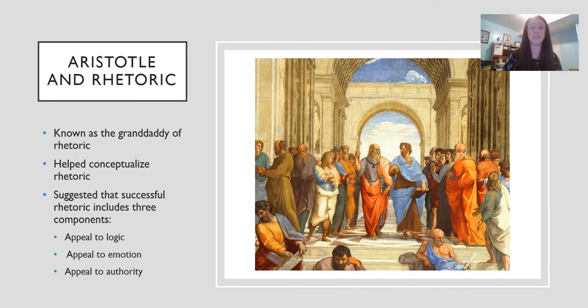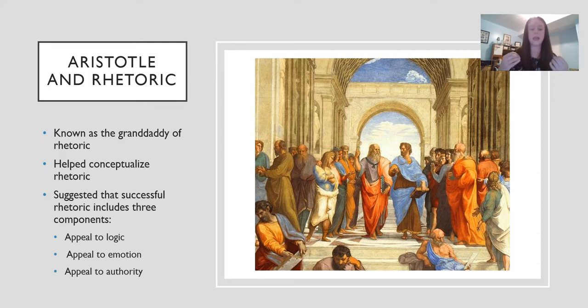Now, Aristotle is known as the granddaddy of rhetoric. That isn't to say it certainly didn't exist before Aristotle, because it did, and it certainly existed outside of the Greek city-states, but Aristotle, at least in Western terms, is the first one to really sit down and concretize different types of rhetorical strategies and exactly defining what rhetoric is. So he was kind of the first person to do that.